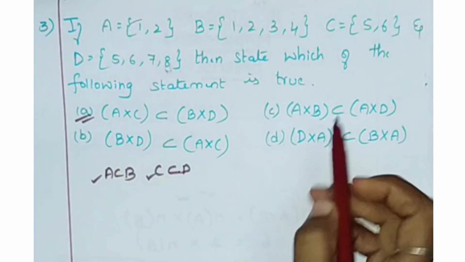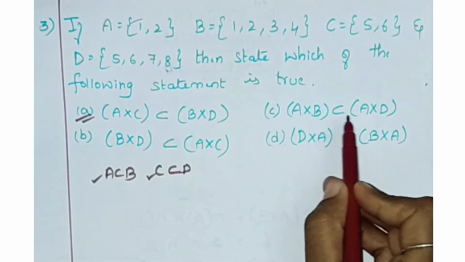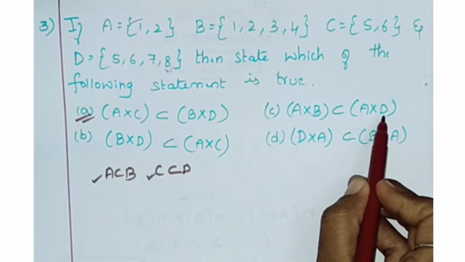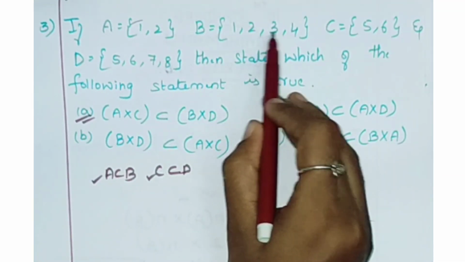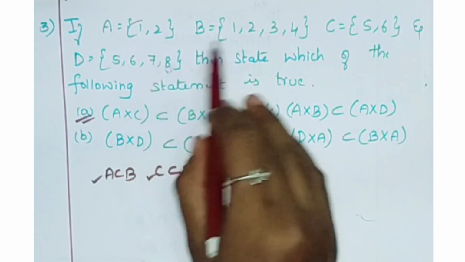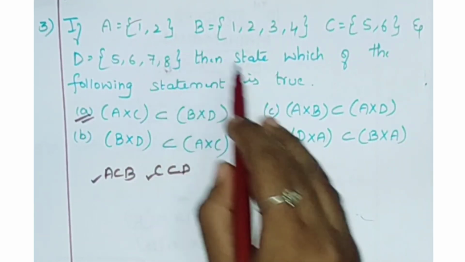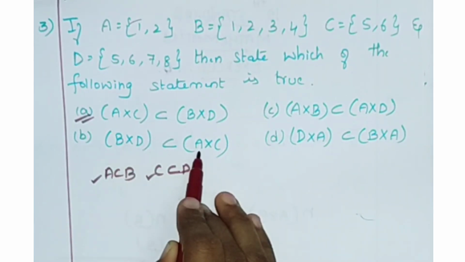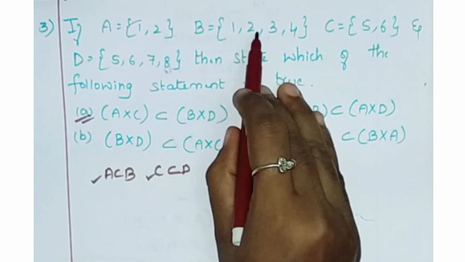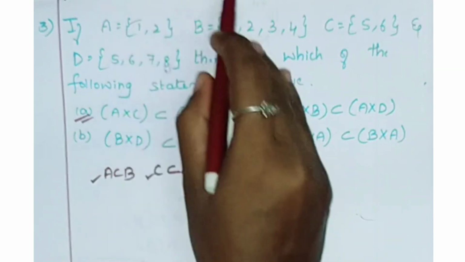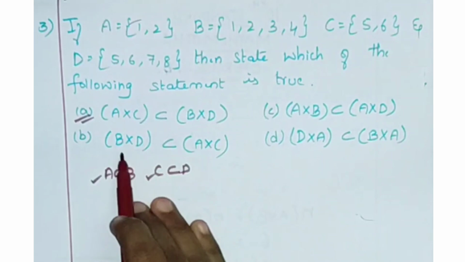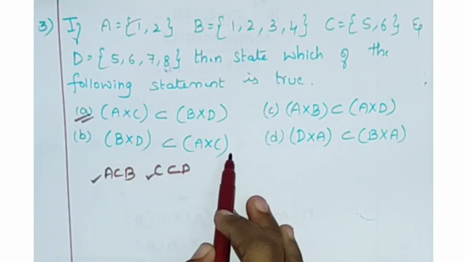Check whether A is a subset of A. Is that possible? No. Next, B is a subset of D. B is 1, 2, 3, 4. D is 5, 6, 7, 8. Totally different elements in it, so definitely this is false. Now B is a subset of A. Which is B? 1, 2, 3, 4. B is not a subset of A; A is a subset of B. So this is wrong.